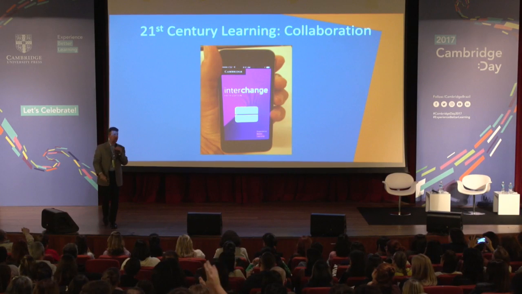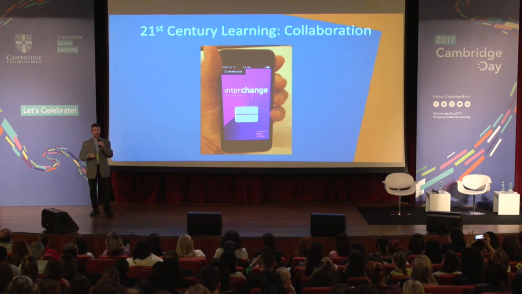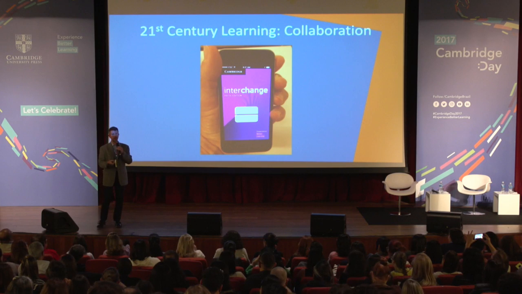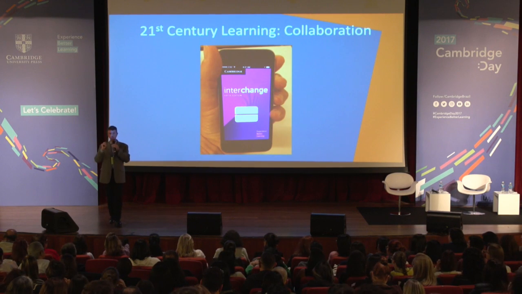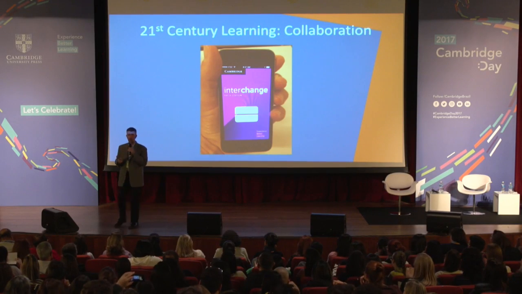Okay, good, good. So this is a new app for Interchange 5th edition that allows you to send extra exercises to the student's phone, using your phone, and the students can send them back to you or use them to talk in English. So the idea is to build communication, give them more exercises for talking, okay?